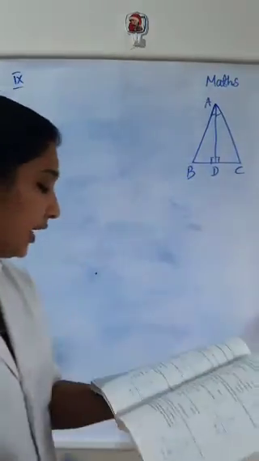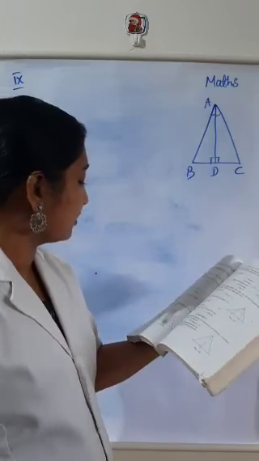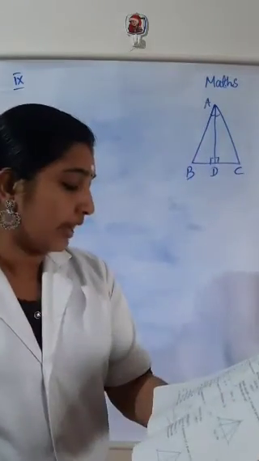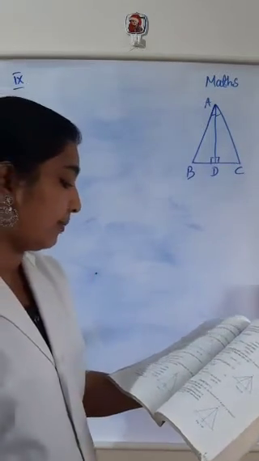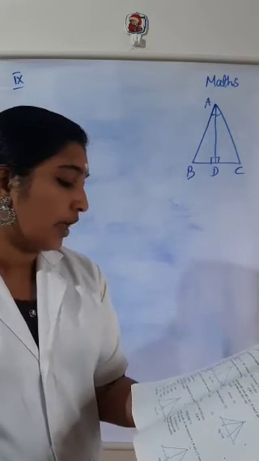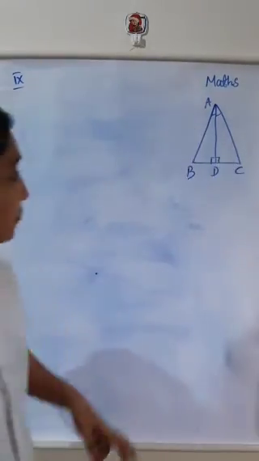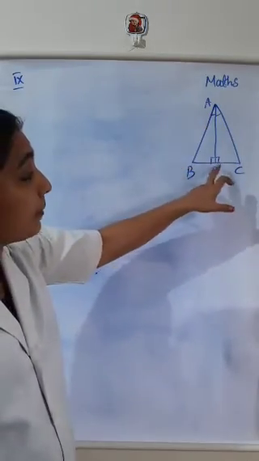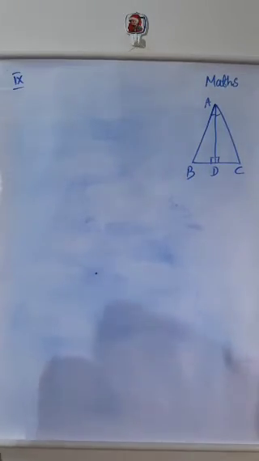First one: in triangle ABC, the bisector AD of angle A is perpendicular to side BC at D. Show that AB is equal to AC and the triangle ABC is isosceles. Given that AD is the angle bisector of angle A, and AD is also perpendicular to side BC, we need to prove that AB is equal to AC.